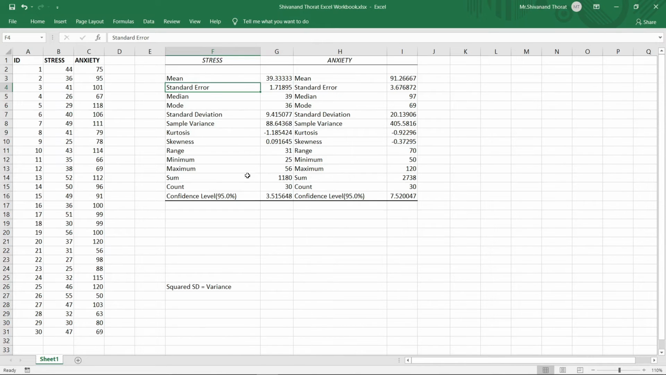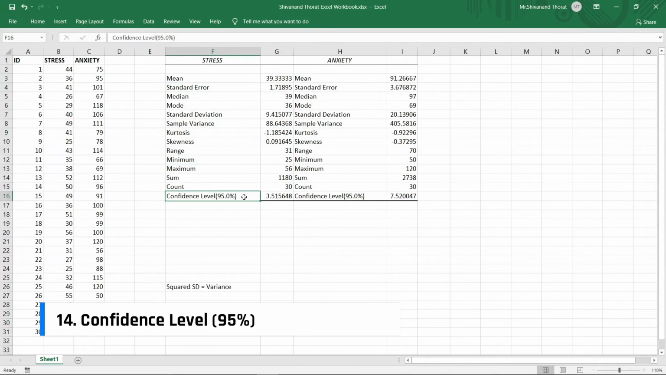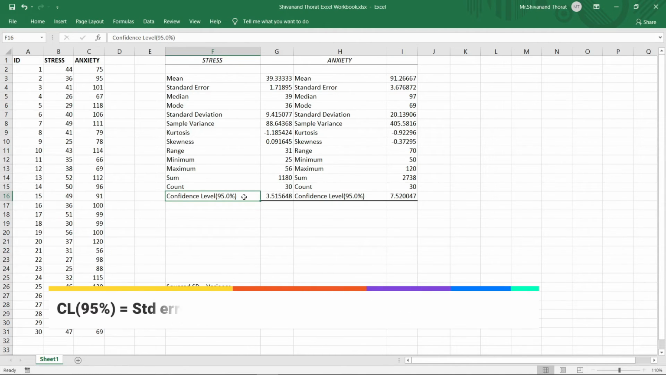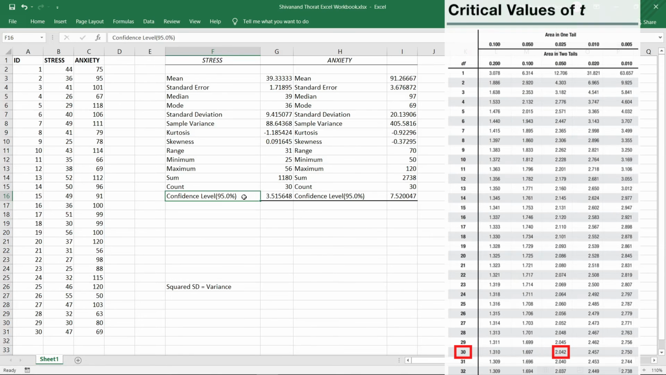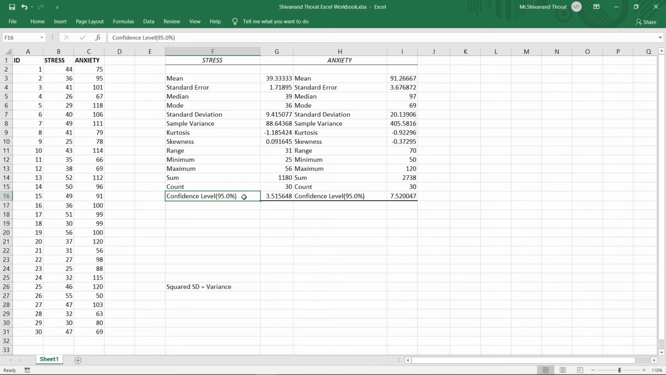Now coming to the last descriptive statistic, confidence interval at 95%. Confidence interval 95% is calculated by multiplying the standard error of mean value by a corresponding z-score below which 95% of the scores fall from the given sample. The corresponding z-score below which 95% of cases fall for a sample size of 30 is 2.042. If you multiply standard error value by 2.042, you get confidence interval at 95%.